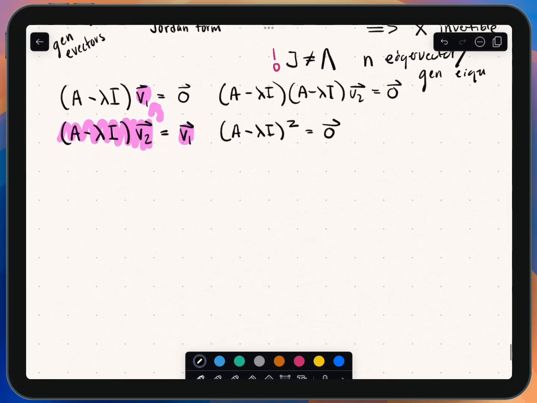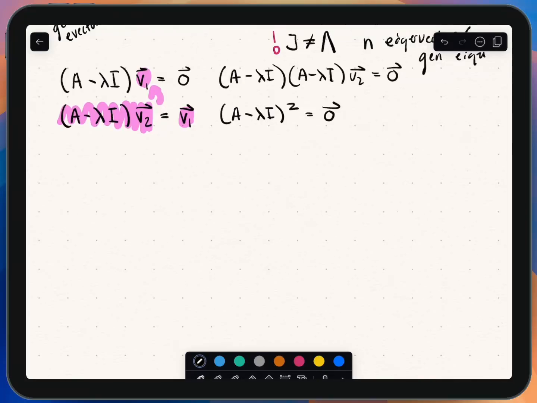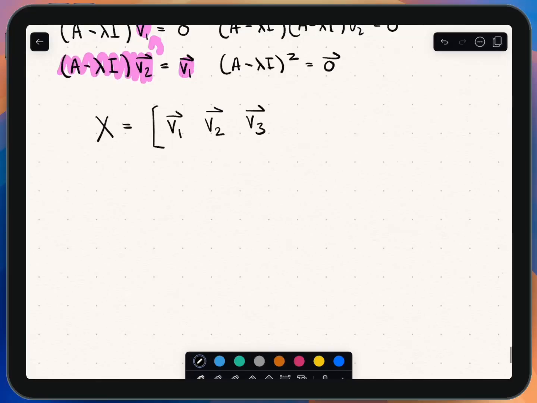So for example, let's say that we have a Jordan normal form and we have our X. And let's just say my X is composed of 3 columns, v1, v2, and v3. And here I'm going to say that all of these will have the same eigenvalue lambda, but that only v1 and v3 are the actual eigenvectors, and that v2 will be our generalized eigenvector.